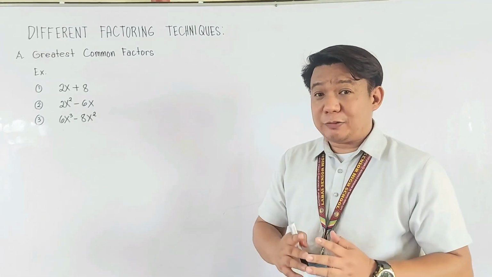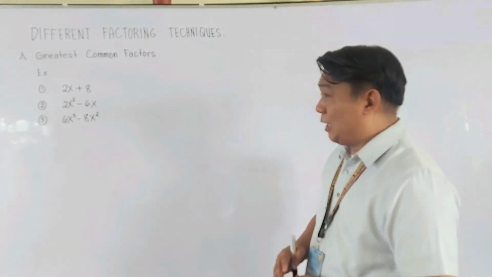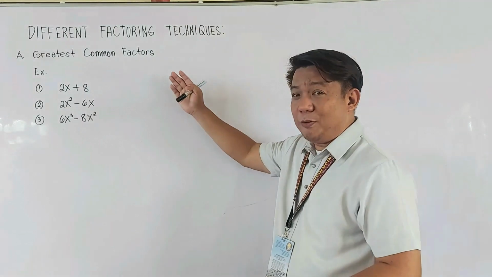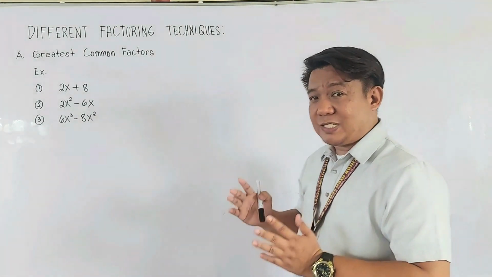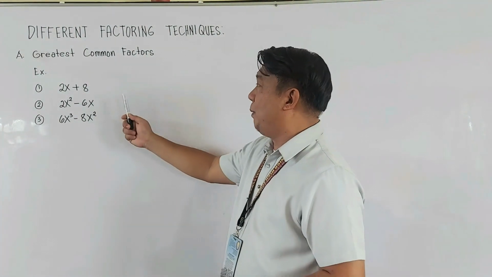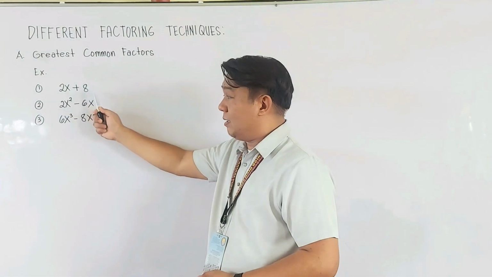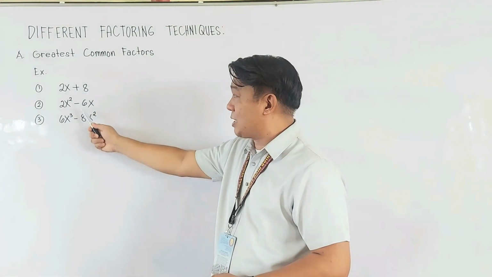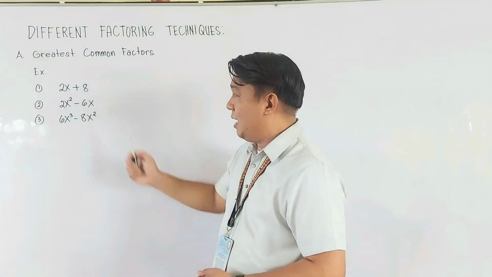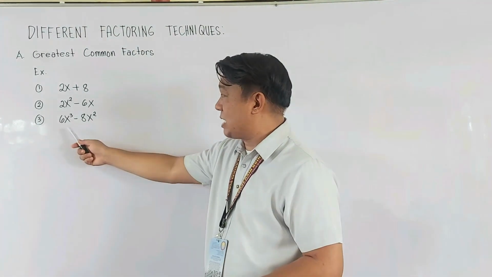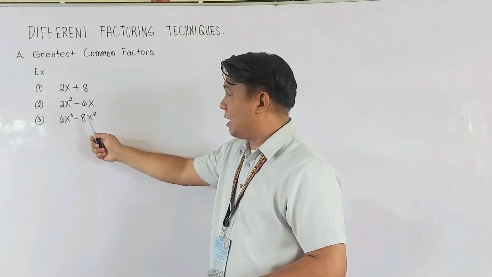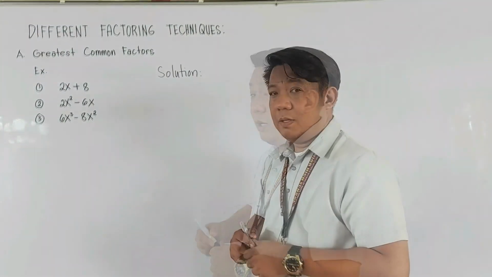Alright, so sa first factoring technique na gagawin natin, ito ay tinatawag na greatest common factors. So we have three examples here. The first example is 2x plus 8. Another example is 2x squared minus 6x. And the last example is 6x cubed minus 8x squared.